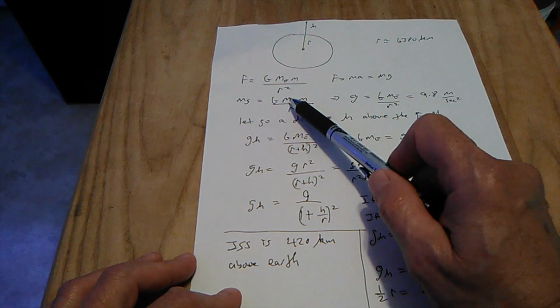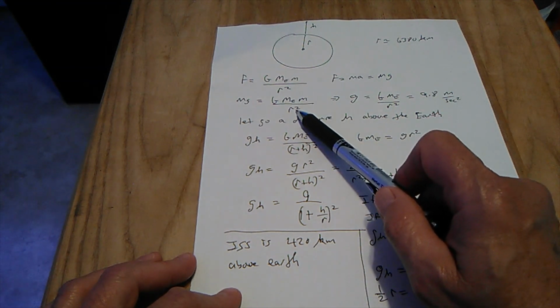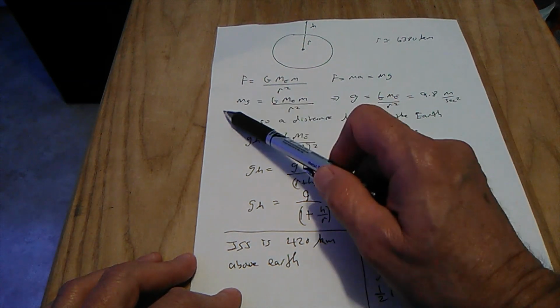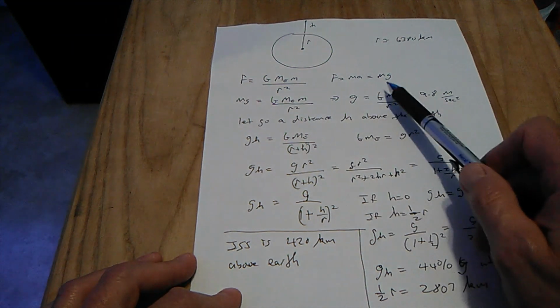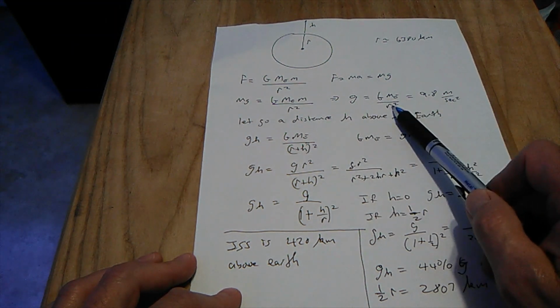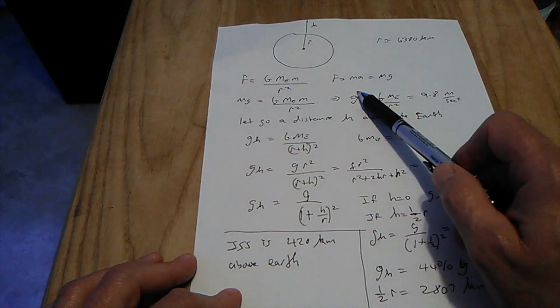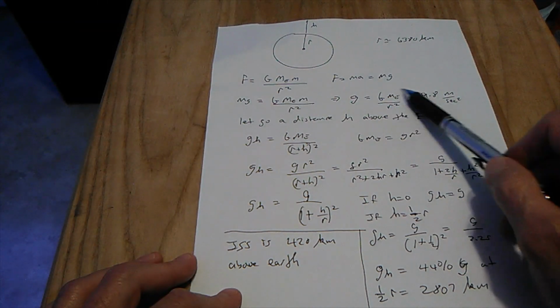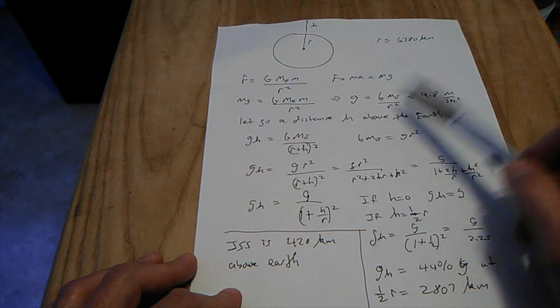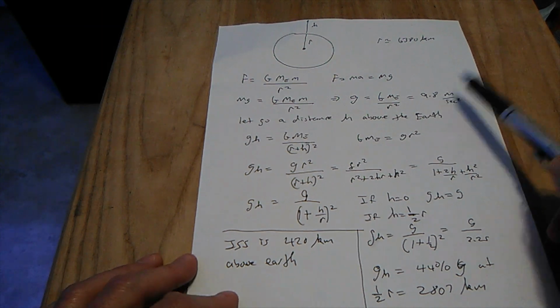mg equals big G, M_e, the little m over r squared. So we can cancel the little m's. We're just left with little g equals big G M_e over r squared. This is where this number comes from. It was calculated using this to be 9.8 meters per second squared.